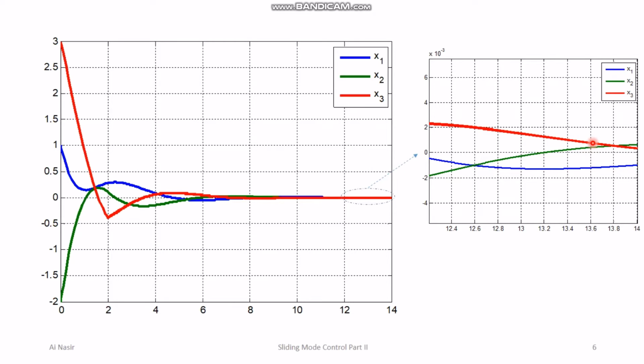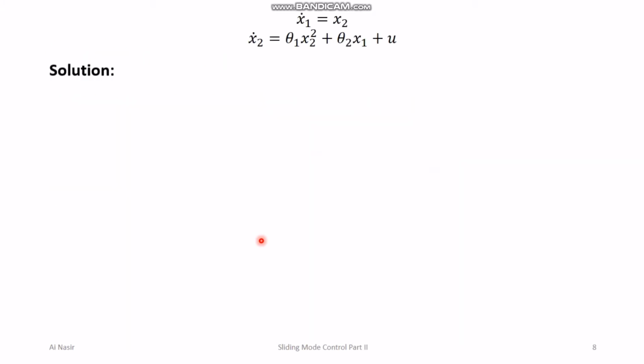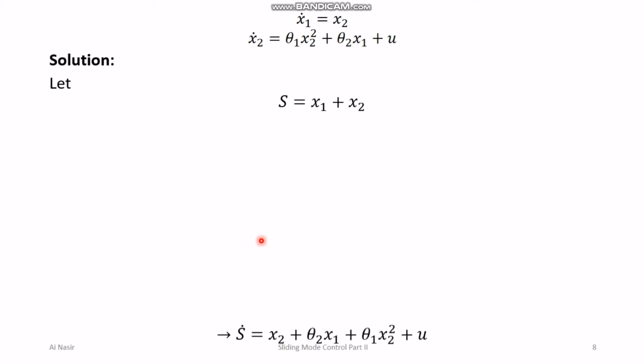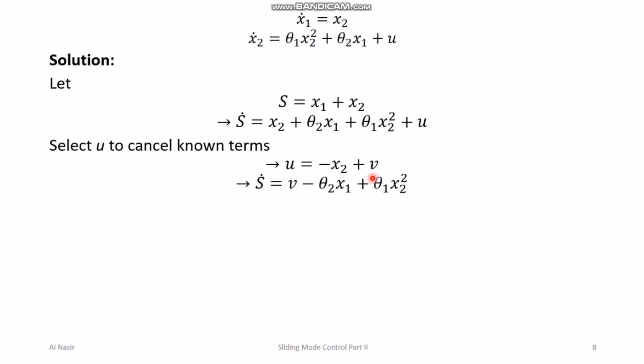And then we looked at another example. So double integrator system, but with some uncertainties involved, bounded uncertainties with known bounds. And then we looked at the solution of this system. We selected the sliding surface as sum of all state variables, as we did for the previous example. S dot in this case does have the uncertain terms involved, so we can select u to cancel out the known terms, but we will not cancel out the unknown terms.